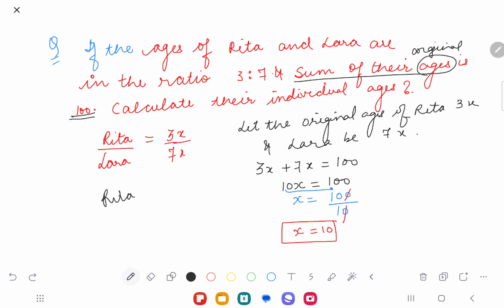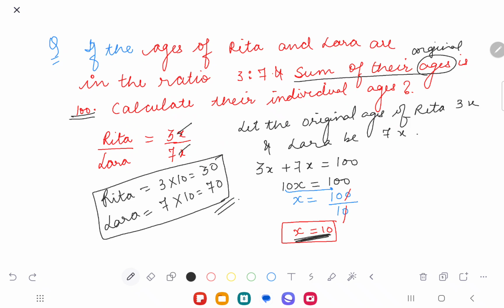No. X is 10. X is that number which you must have cancelled to get the ratio 3 over 7. So 30 and 70. Good job. 3 times 10, that would have been 30. And Lara's age would be 7 times 10, which would have been 70. Any doubts in this, Adam? Yes or no? No. Are you sure? Okay. So that is the concept. Understood or not? Understood.